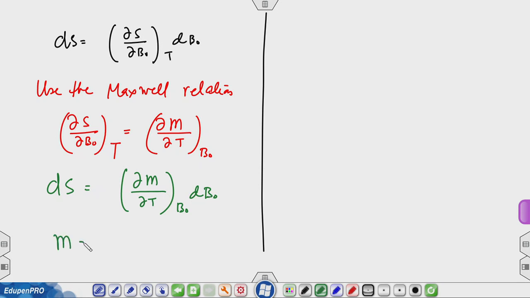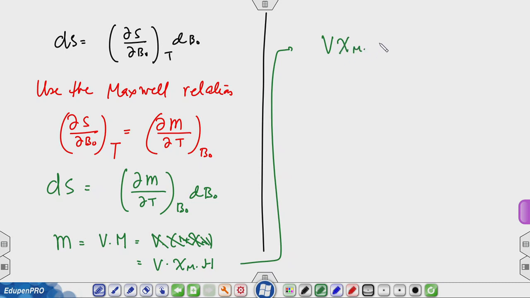The magnetic moment is going to be volume times the magnetization, which is nothing but V times chi m times H, and V chi m H is V chi m B over mu naught, which can be roughly taken to be, because chi m is very small, V chi m B0 over mu naught itself.